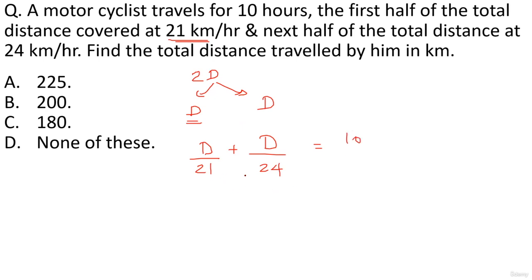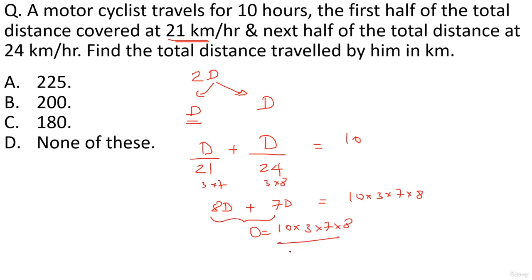Okay, now 21, 24. This is 3 sevens are, this is 3 eights are. So you can take the LCM, you can multiply throughout by 3 into 7 into 8. When you do that, here you get 8d and here you get 7d. This will be 10 into 3 into 7 into 8. Next, 8d plus 7d is 15d. So d is equal to 10 into 3 into 7 into 8 divided by 15.